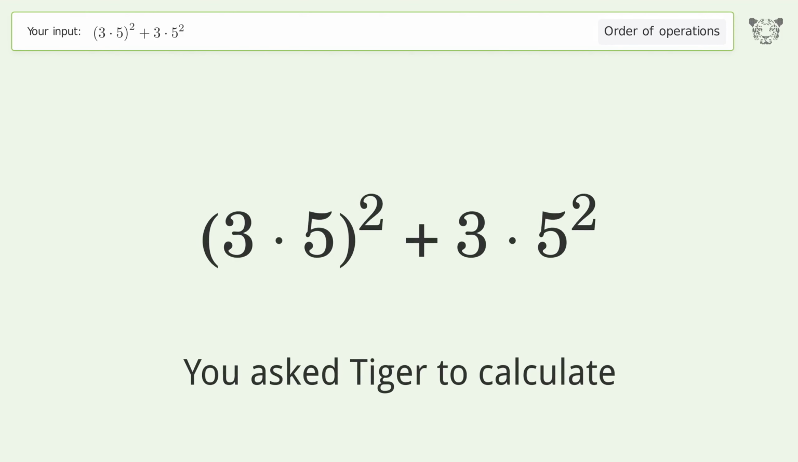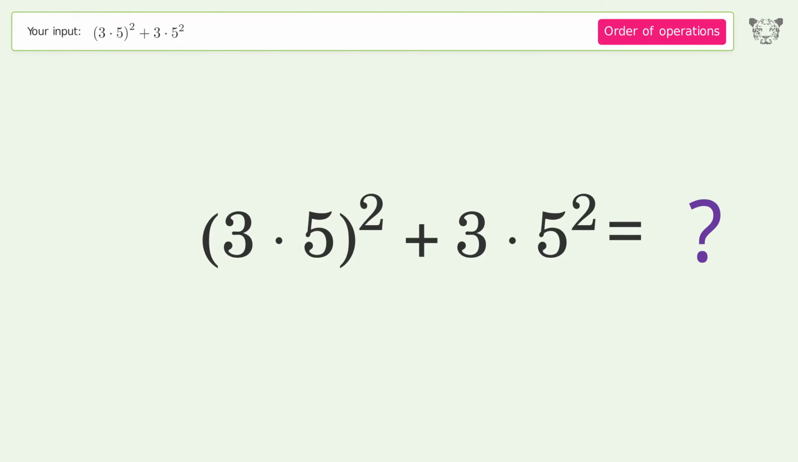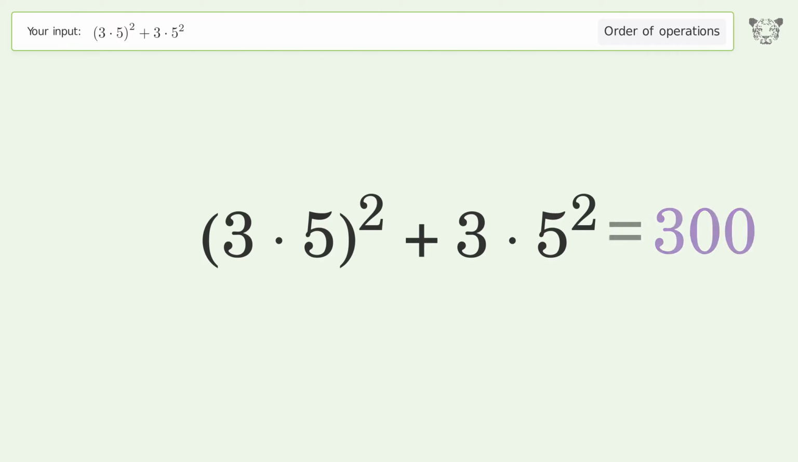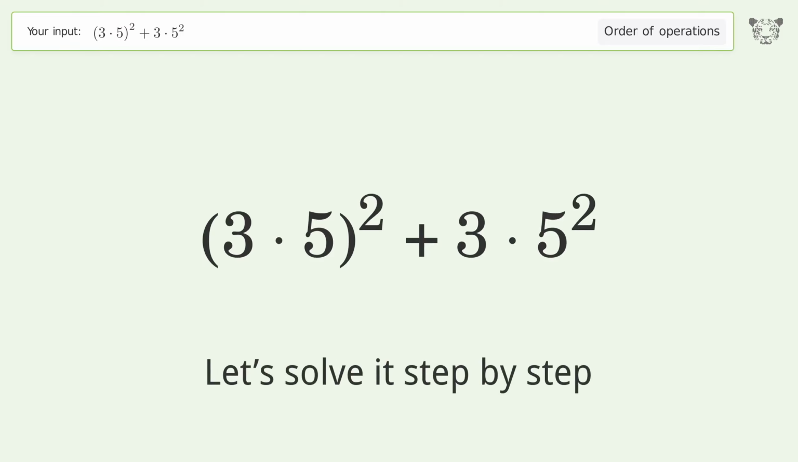You ask Tiger to calculate. This deals with the order of operations. The final result is 300. Let's solve it step by step.